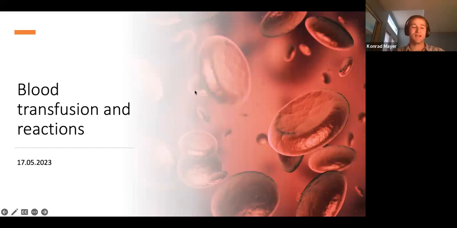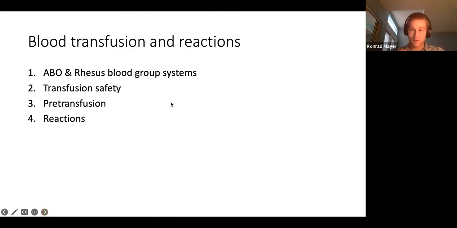Okay, so my topic today is blood transfusion and reactions. My structure for today's lecture, I'm going to start off with the basics, the ABO system, and then the Rhesus system. Sorry if I'm pronouncing it differently. The AB0 and Rhesus systems. Those are the two main blood group systems that are important for blood transfusions.